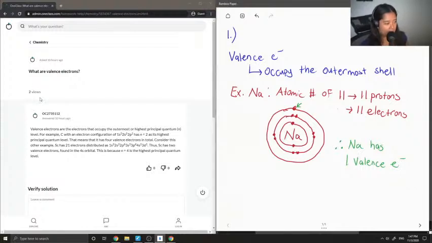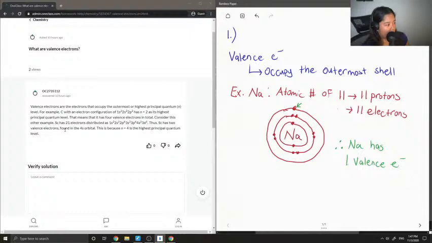I'm just going to see what the junior tutor said. So valence electrons are the electrons that occupy the outermost or highest principal quantum number, n, level. For example, carbon with an electron configuration of 1s2, 2s2, 2p2 has n equals 2 as its highest principal quantum level. That means that it has 4 valence electrons in total.